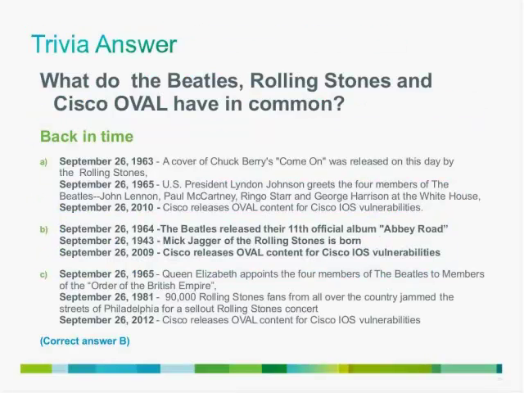And now we get to our trivia answer. The correct answer was B. On September 26th, the Beatles released their 11th official album, Abbey Road. On September 26, 1943, Mick Jagger of the Rolling Stones was born. And on September 26, 2009, Cisco released OVAL content for Cisco IOS vulnerabilities.